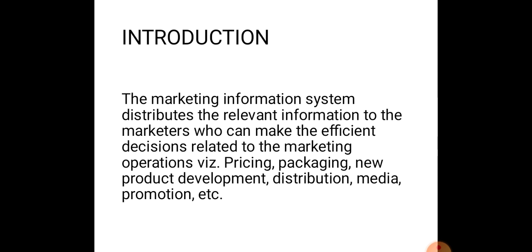Then next, the marketing information system distributes the relevant information to the marketers, who can make efficient decisions related to marketing operations. Like in previous slides, we have discussed the right type of decisions about marketing. So the decisions we can take in marketing operations are pricing related, packaging related, new product development, distribution related, media related, and promotion related. So these are the marketing dimensions where we try our best to take the right decision at the right time, at the right place, in the right situation.